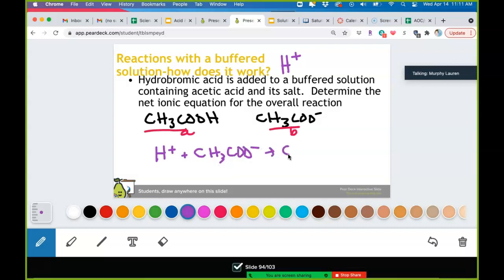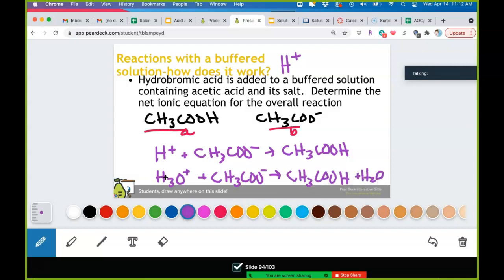Now, you could be writing it like this instead of H plus. Either way is acceptable. This one would just end up with water as well on the other side. This thing loses a hydrogen, this thing takes the hydrogen.